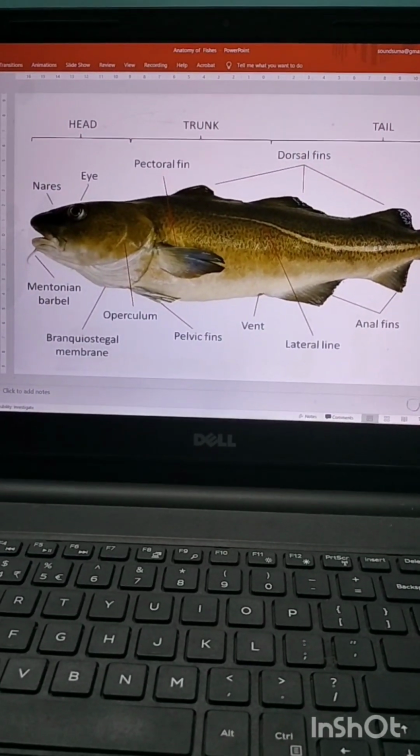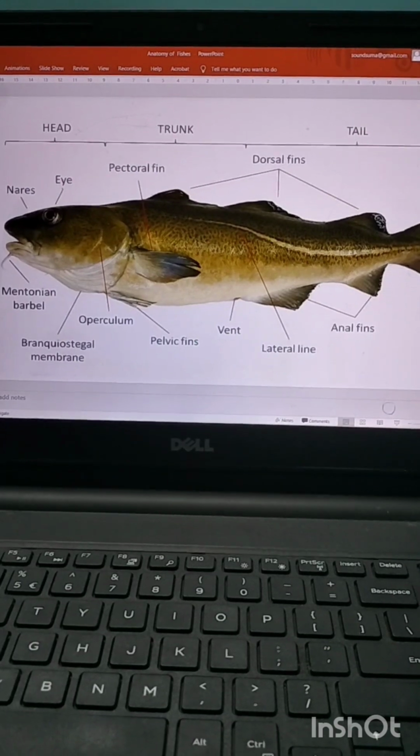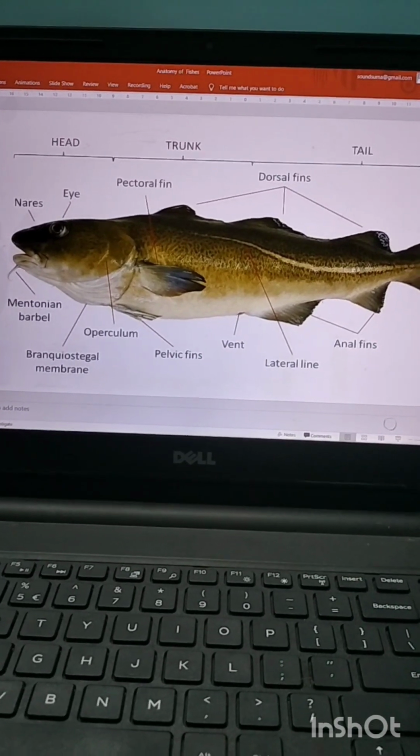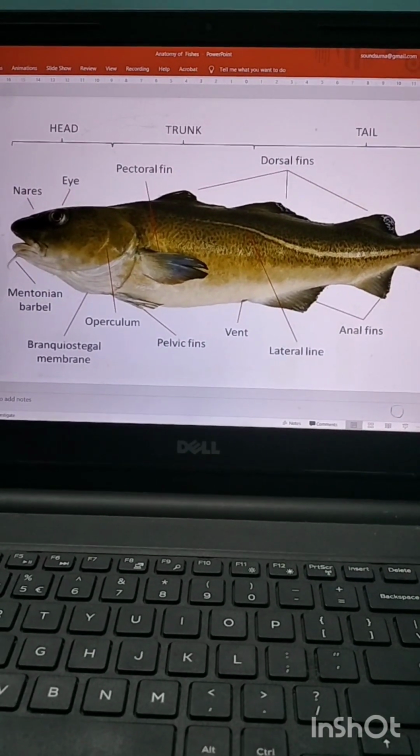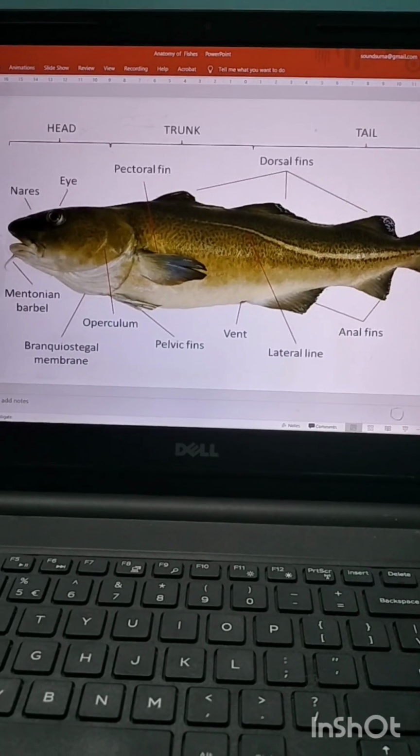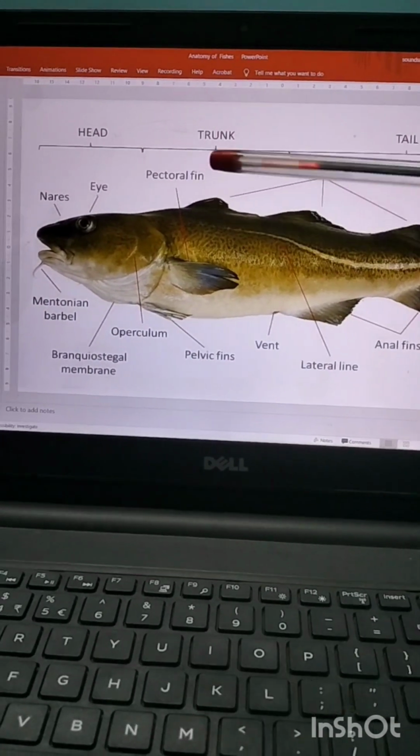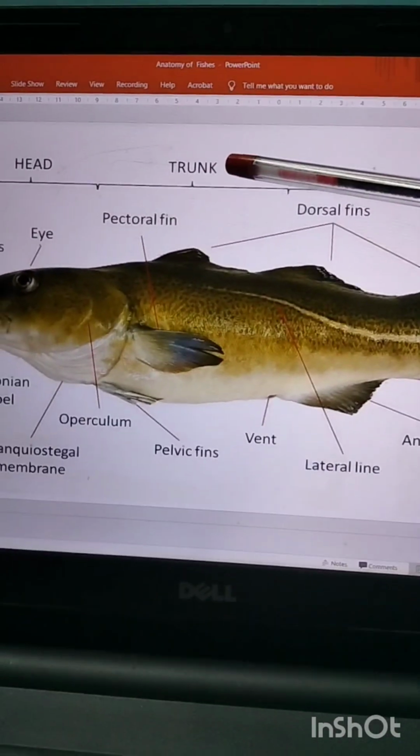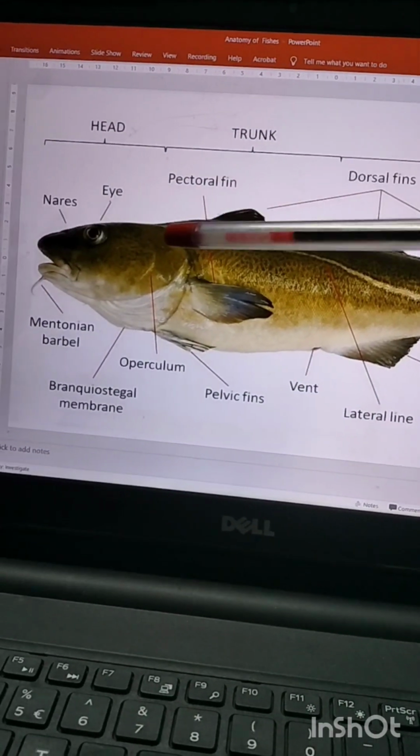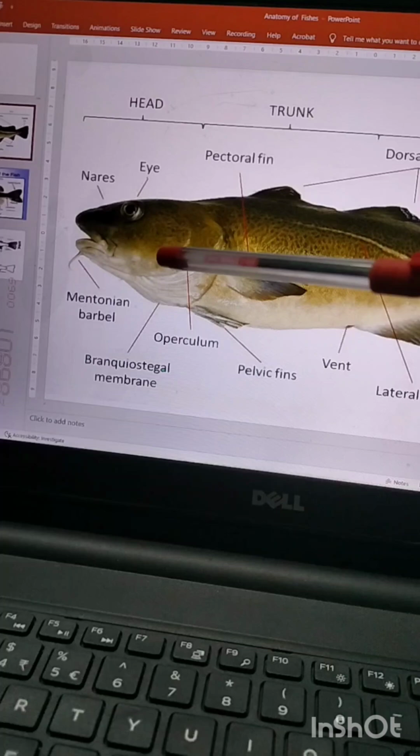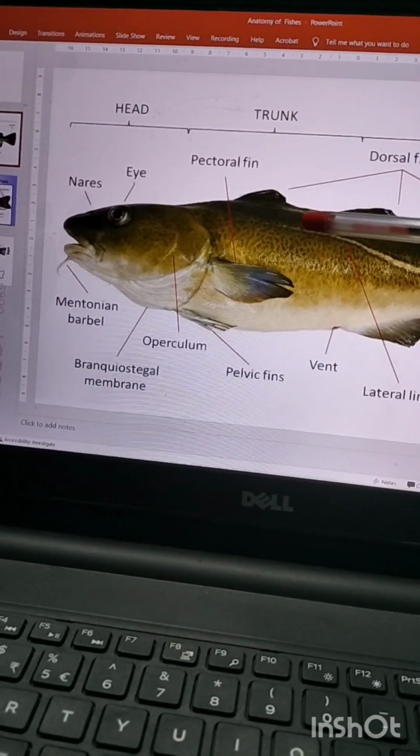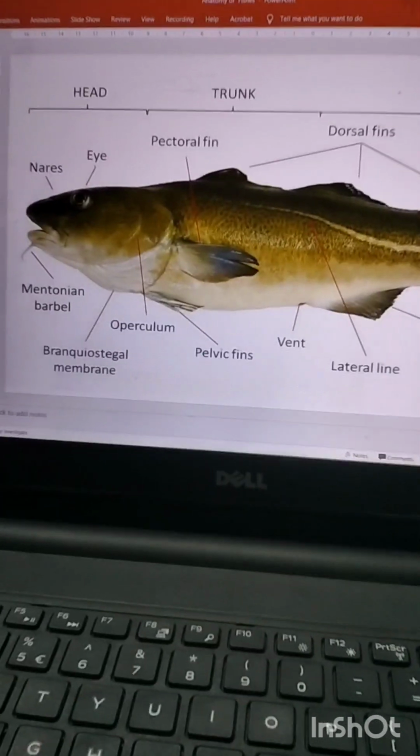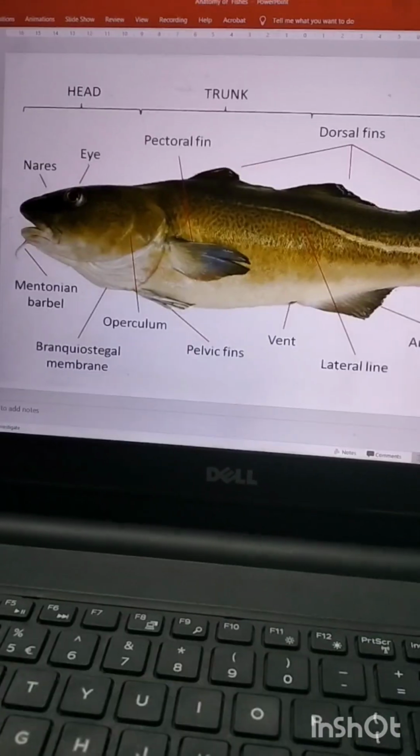Dear friends, in this video, I'm going to talk about the anatomy, especially the external features of fish. If you take the fish, it is divided into three portions. One is said to be the head region, this portion is called the trunk region, and this is the tail region. The head is the front portion, the trunk is the middle portion, and then the tail. These are the different areas of a fish.